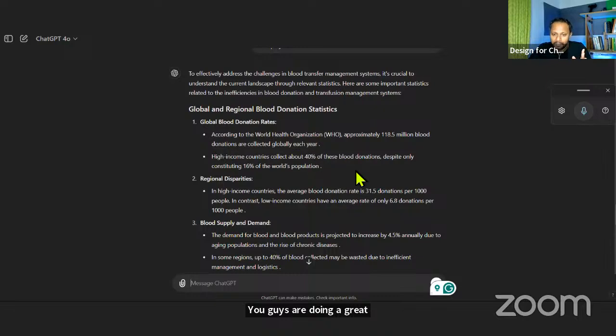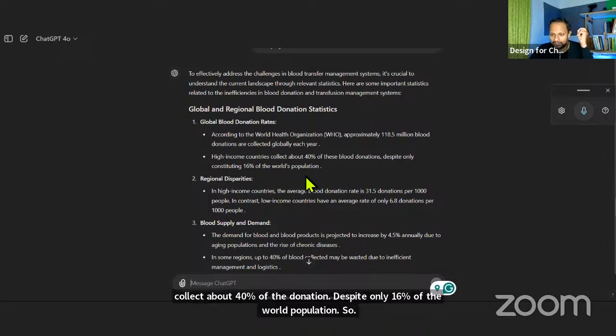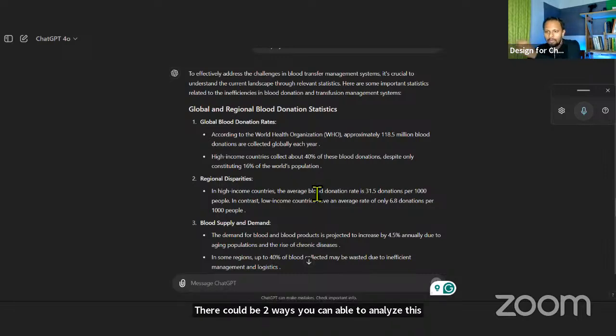Okay. High income countries collect about 40% of the blood donation, despite only 16% of the world population. So there could be two ways you can analyze this information. See, there are other people who are not donating blood, right? That could also be one project.